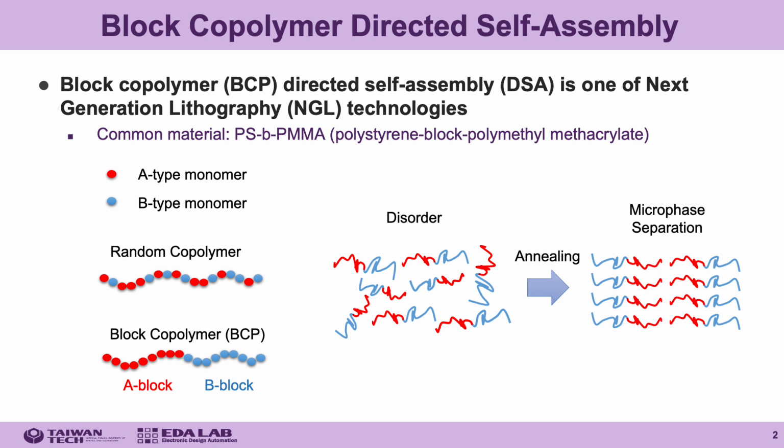DSA is one of the next generation lithography technologies, which uses the self-assembly nature of a material called diblock copolymer to generate tiny layout features. Common copolymer arranges different monomers in a random way. In contrast, the two monomers of diblock copolymer are segregated into two blocks after an annealing process.